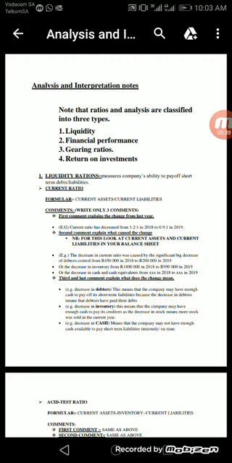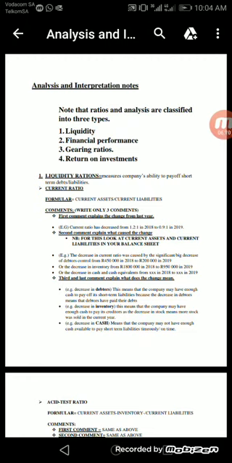As I said, liquidity ratios measure the company's ability to pay off its short-term debts or liabilities, and number 1 of that is the current ratio. Firstly, ask yourself this: how is the current ratio calculated? There is a formula. I showed you a formula, and it says to you current assets divided by current liabilities.